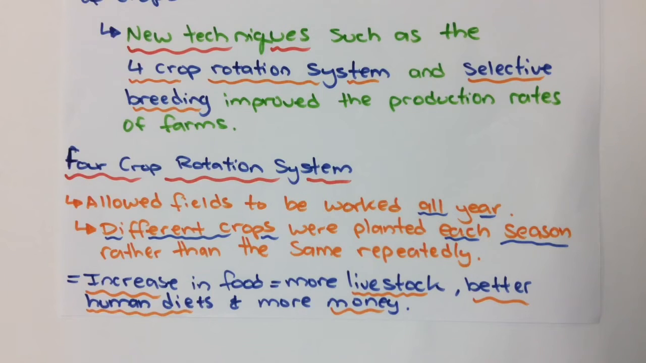That increase in food meant that there were more livestock available to be run on that property. It also meant that there were better human diets because they had greater quantities of food and a different variety of food. It also meant that there was more money for the landlord because he could make more profit off those higher yields.